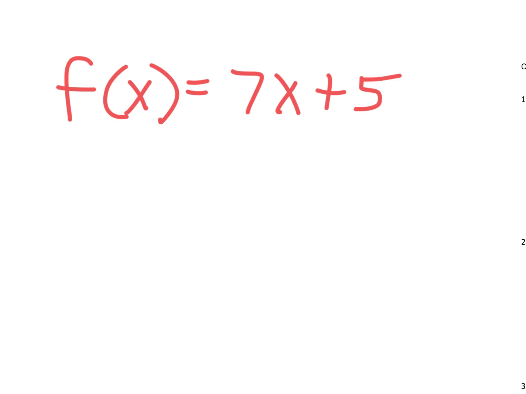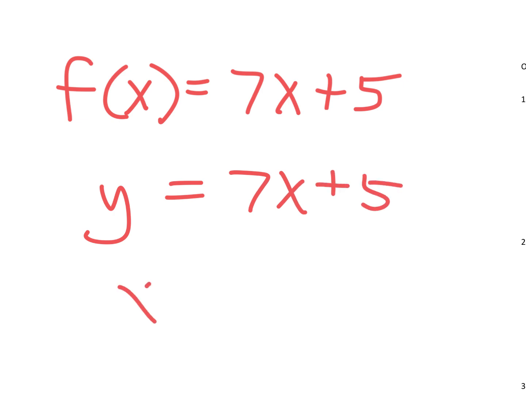When I say everything gets switched around, I mean like this used to be y equals 7x plus 5. Now it's x equals 7y plus 5. And then I subtract 5 and I solve for y. Go ahead and finish that.